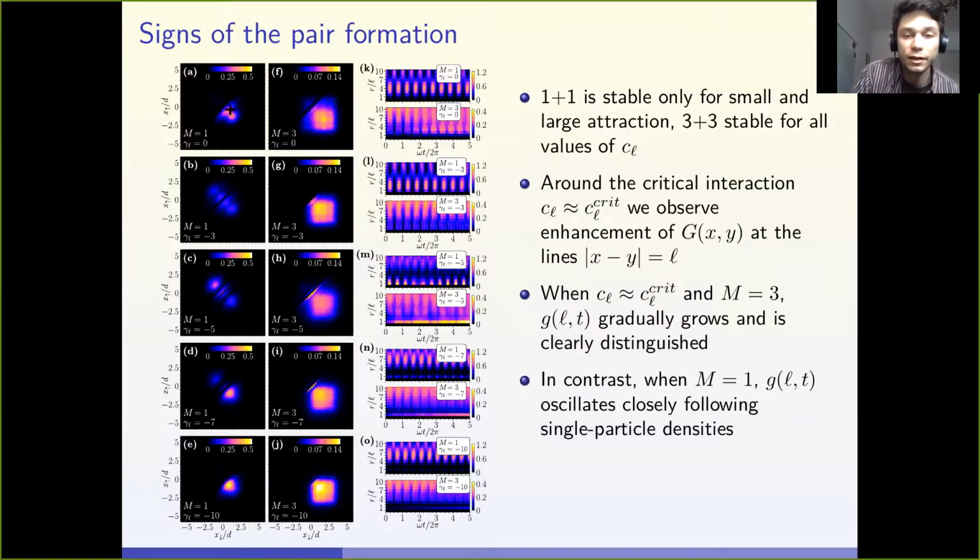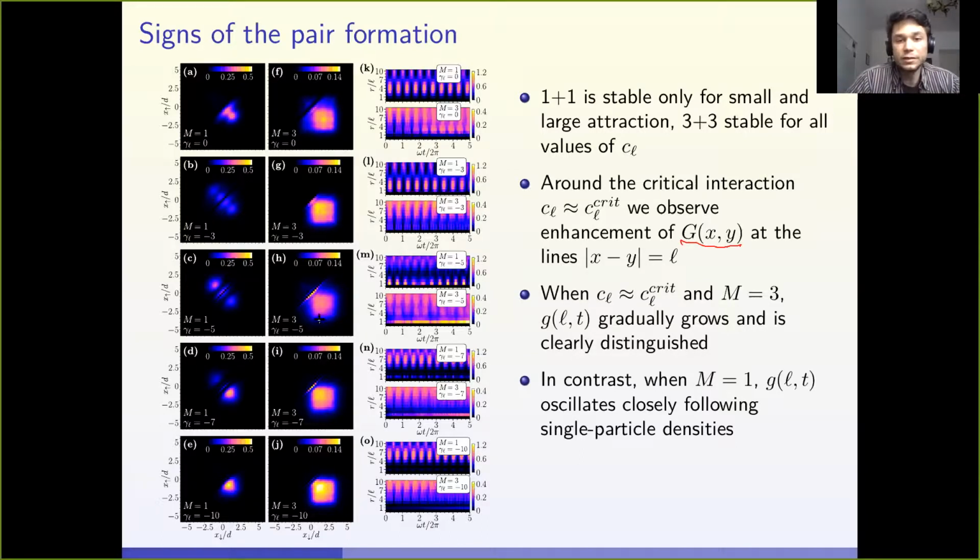Here we have the first column, which corresponds to the m equal 1 system, so 1 plus 1 particles. The second one corresponds to 3 plus 3. And what we see here is the density correlation function averaged over time, over 5 periods of the trap. So you may think that these pictures represent the average two-body correlations in our system.